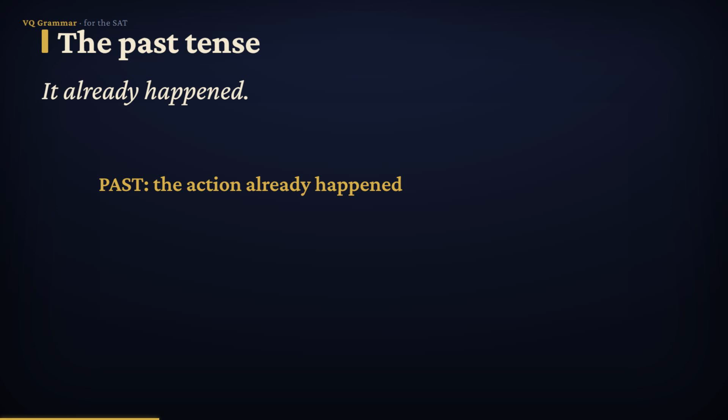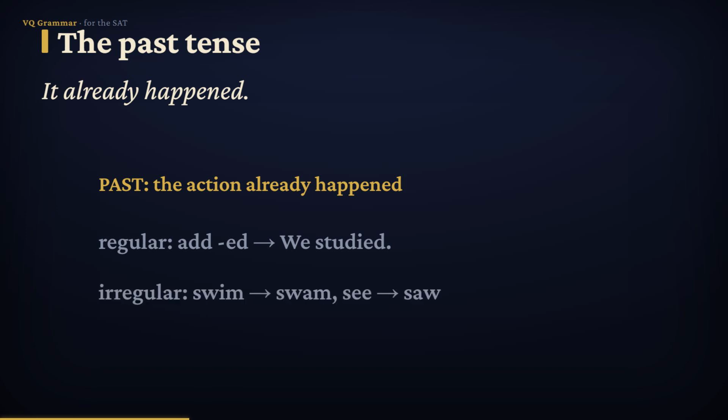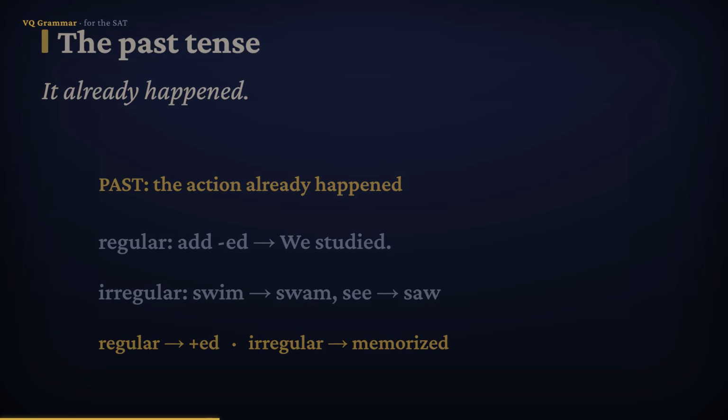The past tense expresses an action that has already happened. For regular verbs, you just add ed. We studied for the test. For irregular verbs, the form changes in its own way. Swim becomes swam, see becomes saw, as we learned last lesson. Either way, the past form stands alone, with no helping verb. Regular verbs add ed. Irregular verbs you memorize.